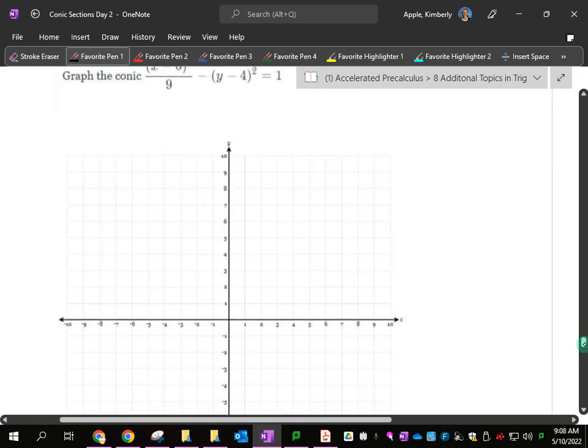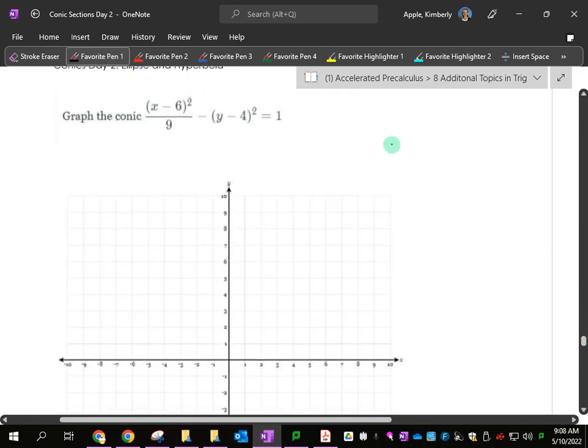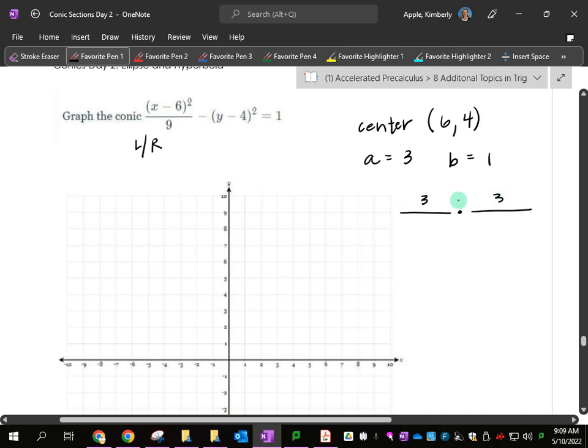One more graphing one. I'm going to give you the center and A and B. Is this left, right, up, down? Left, right. Left, right. Ooh, I can see it now too. Sweet. The center is 6, 4. A is 3, B is 1. So remember, your A is going to be left this way and this way now. And this will be 1, and this will be 1.